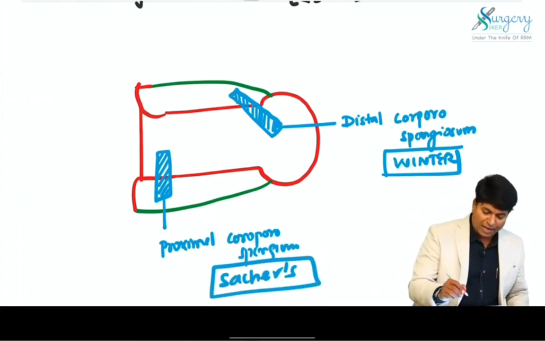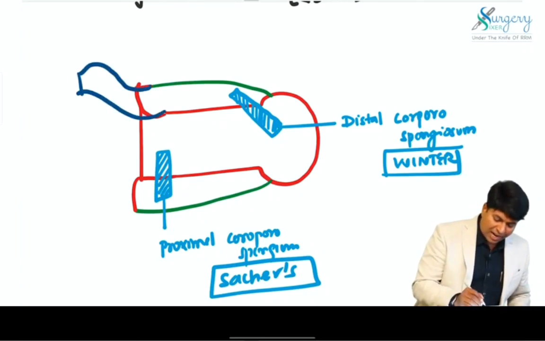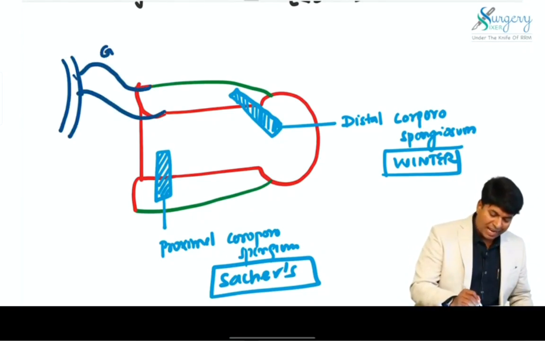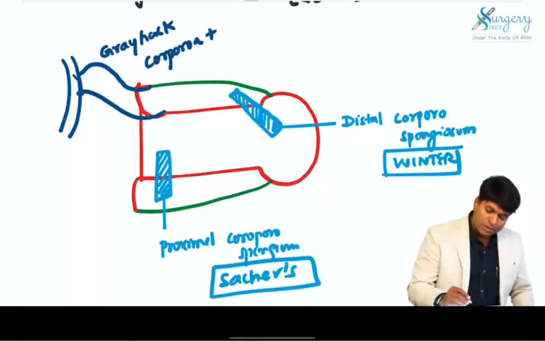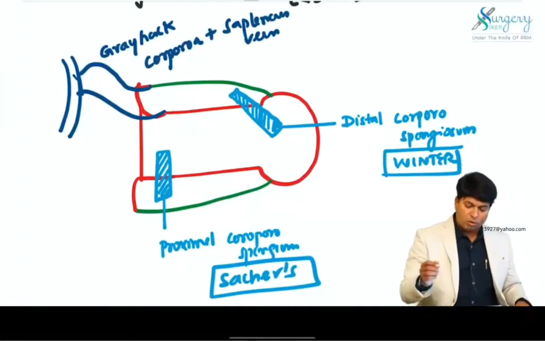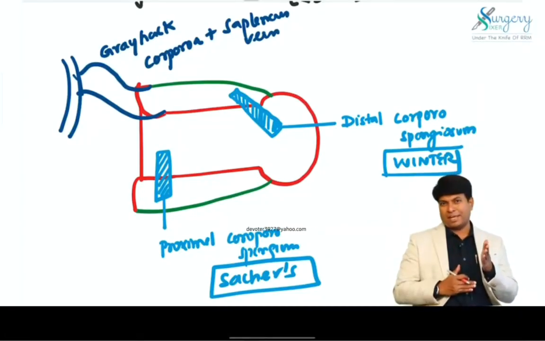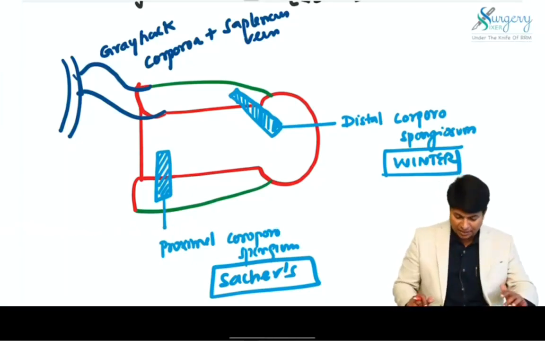But the question asked in the All India exam is: we cut one corpora cavernosa and anastomose it with the saphenous vein. That is known as the Grey Turner shunt. The Grey Turner shunt is asked in the exam. It is the corpora to saphenous vein shunt. I will show you this image also. Please don't forget: Winter shunt is done distally, Sacher shunt proximally, and corpora with the saphenous vein is the Grey Turner shunt.